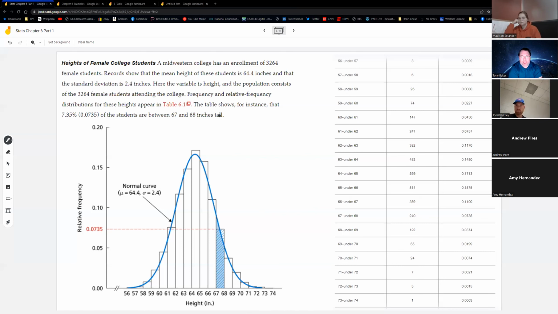So if we wanted to look at the number of students between 67 and 68, we have the curve right over here between 67 and 68. We have the actual percentage, and that's 0.0735%. But that's just that one bar. If I wanted to find the percentage under 68, I would have to add up all those percentages up to that point to find it.